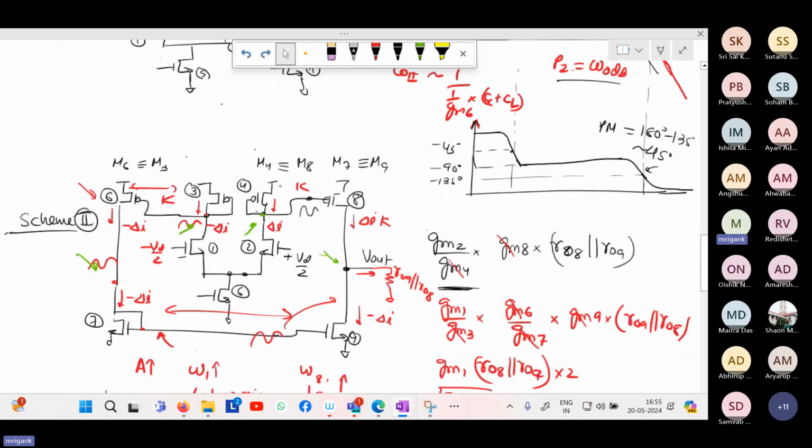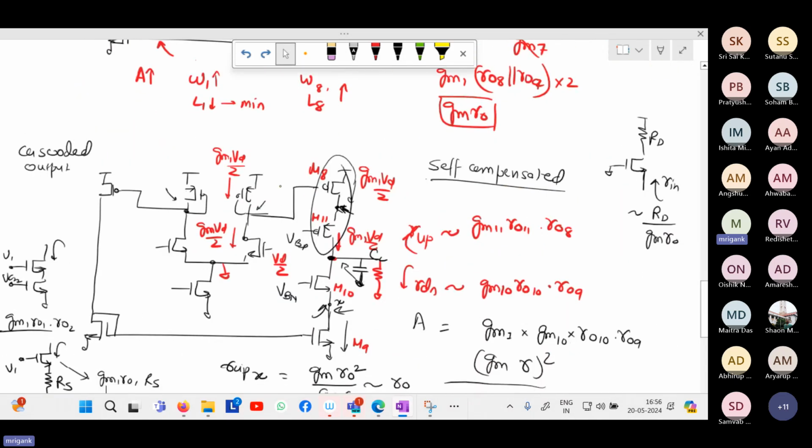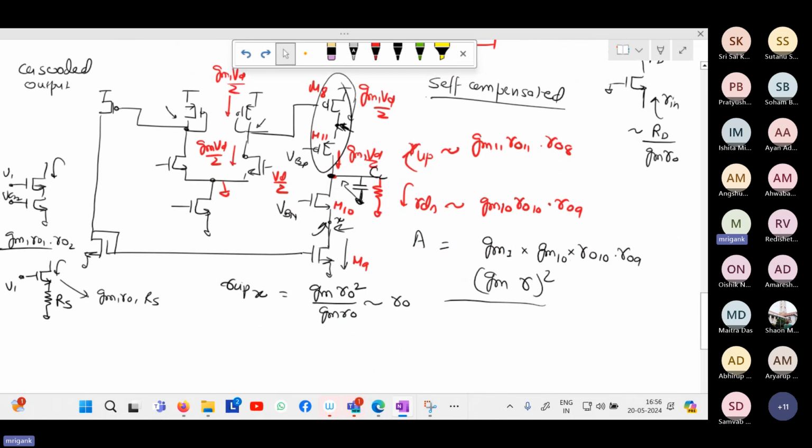So this amplifier does not have that zero problem, you don't have a Miller compensation capacitor. If at all you need compensation, you just put an additional cap at the output node because that is the only dominant pole. Is it clear? Any question regarding this second scheme?